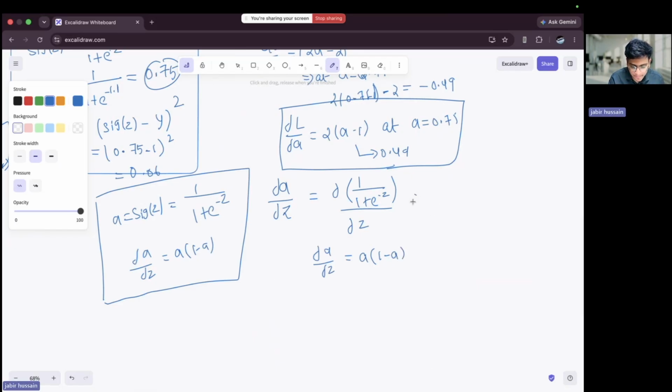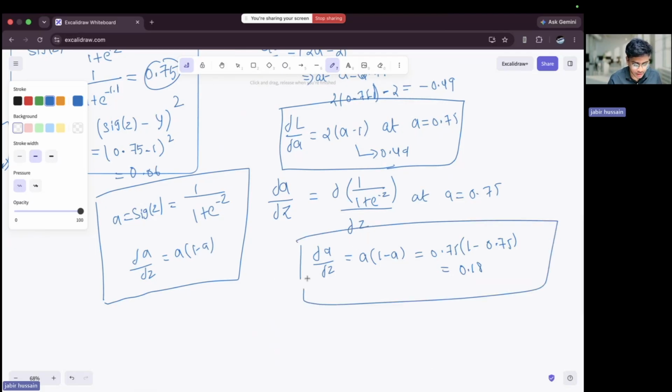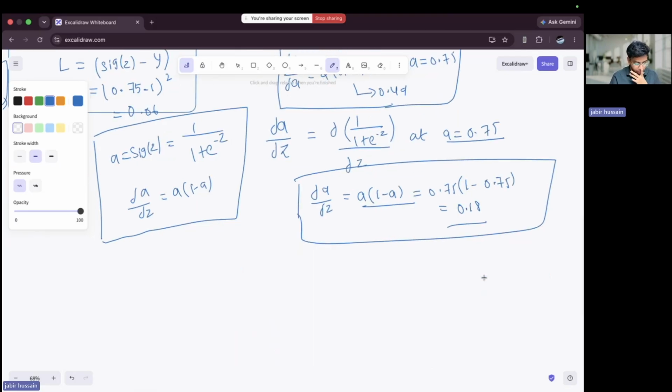So our output would be dA by dz is equal to A into 1 minus A. Okay, and wait one second. Yeah, it is correct. At A equal to 0.75, our answer would be 0.75 into 1 minus 0.75. So it will give you 0.18 as the answer. This is the second derivative we got. So the derivative dA by dz is this, and at A equal to 0.75, this is the value we get. Now, our goal is to calculate how.